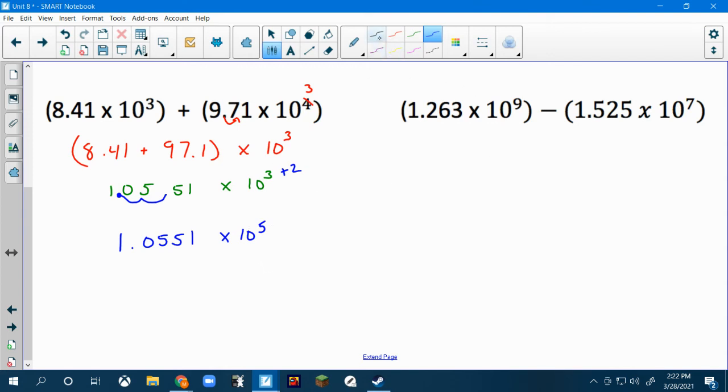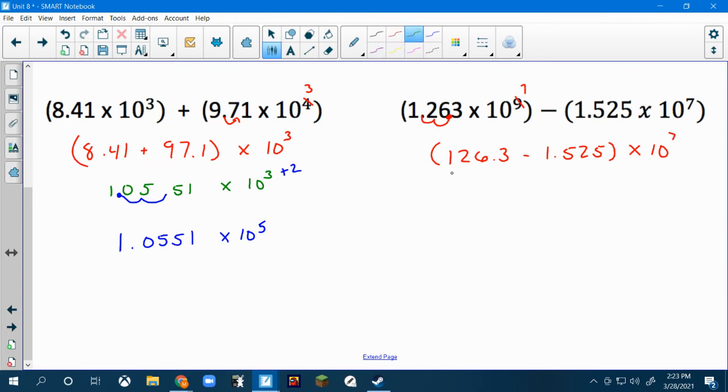Let's see how we did on our second one. Again, we're changing our larger one to a smaller one, the same size, but notice we changed it twice. We went down from 9 to 7, so that means we got to go twice over. So we're going to get 126.3 minus 1.525. And then times 10 to the, we changed it to a 7.